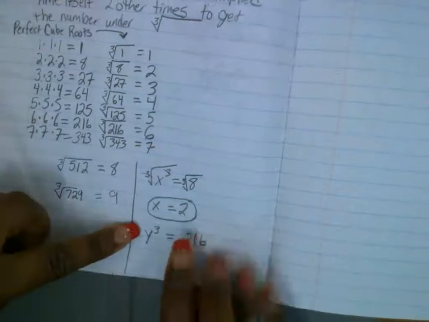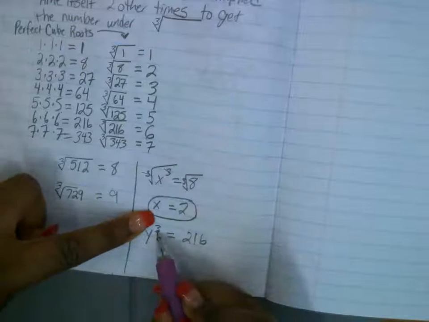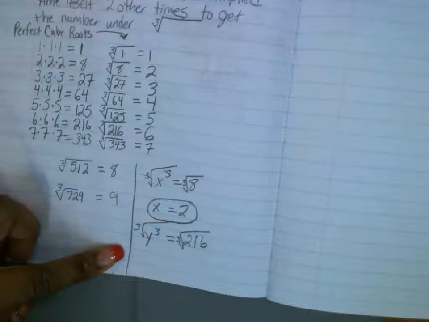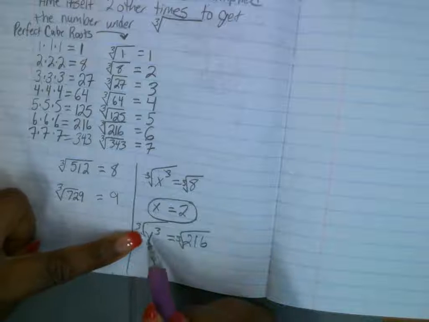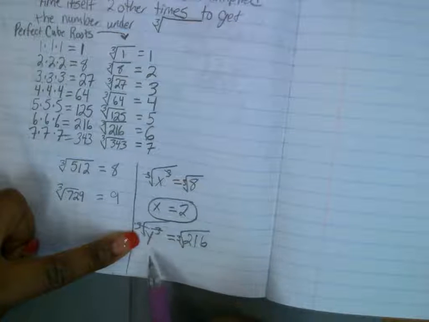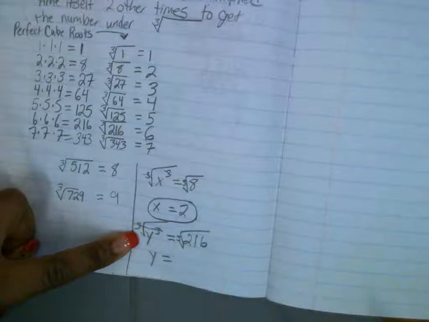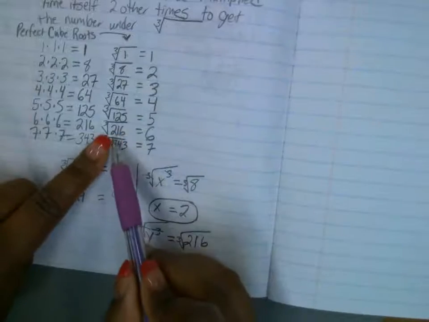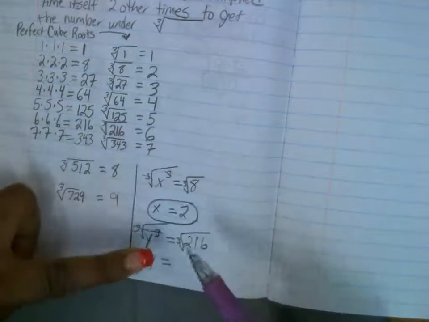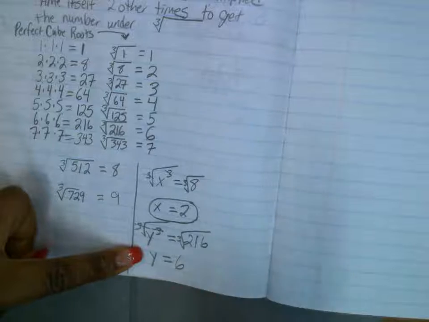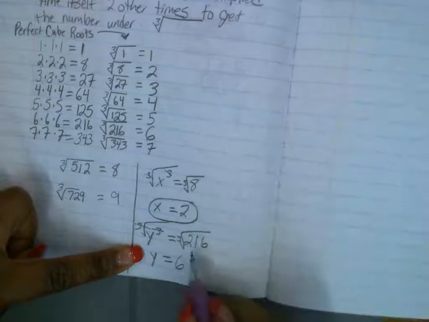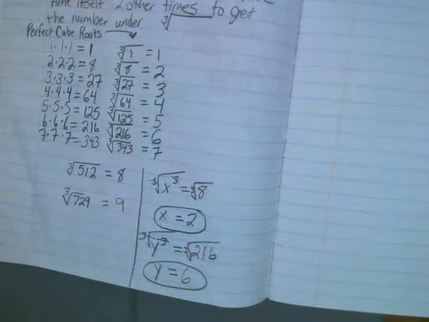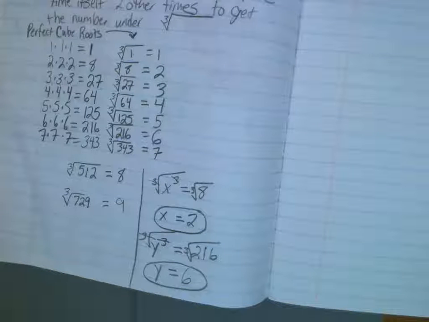Okay, let's see who's got this right. So the opposite of cubing a number is finding the cube root. So you have to find the cube root on both sides. Now what's the cube root of y to the third power? This cancels out. It's just y. What's the cube root of 216? We did the cube root of 216, and it is 6. So 6 is our answer here. How do we know that? Because 6 times 6 times 6 is equal to 216. Okay. Any questions about that?